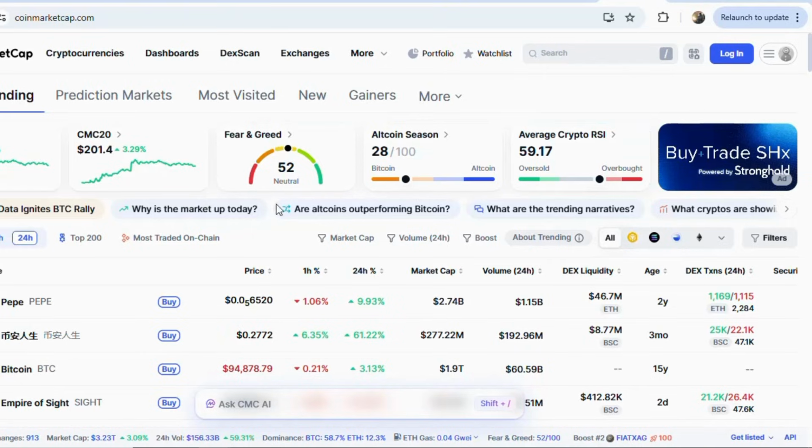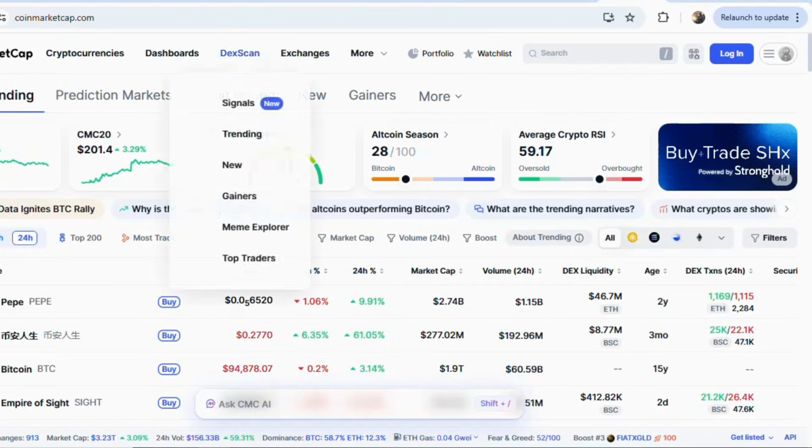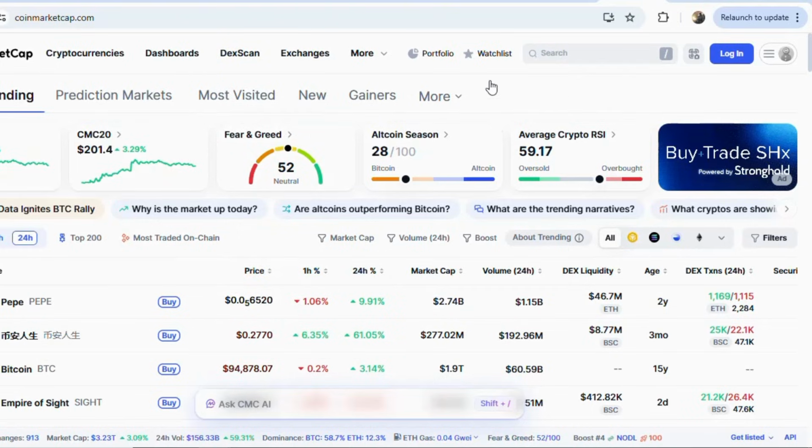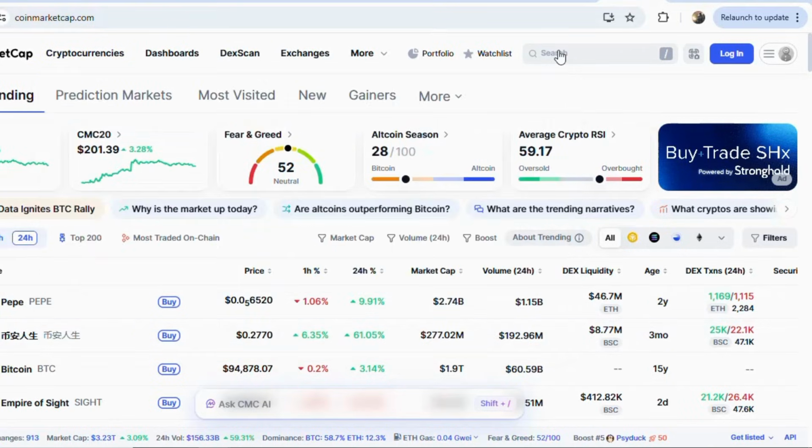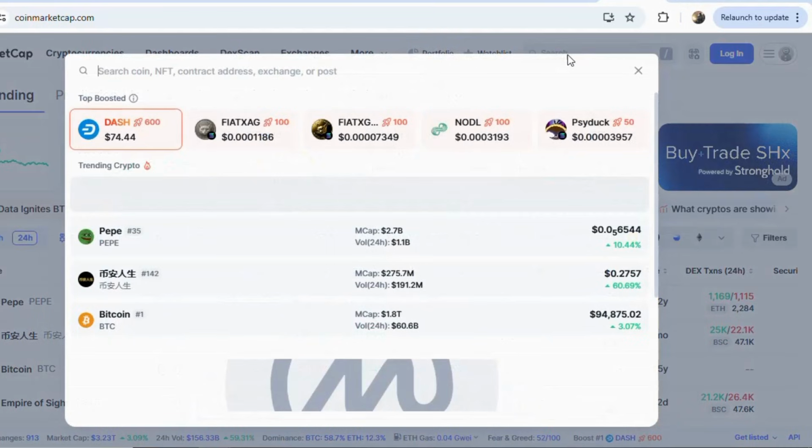Now, this is the CoinMarketCap website. You can actually do this with your phone mobile app, right? But I'm making use of my computer, so this is going to be interesting for you. Basically, you can click on cryptocurrencies and click on ranking, and then select any crypto you want, or you can come to the search area and select any crypto you want to research on.